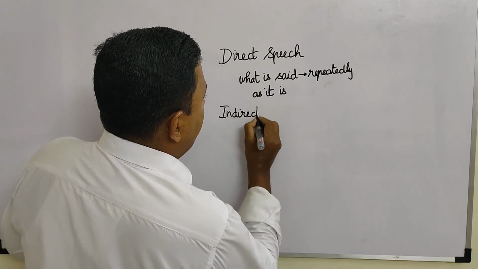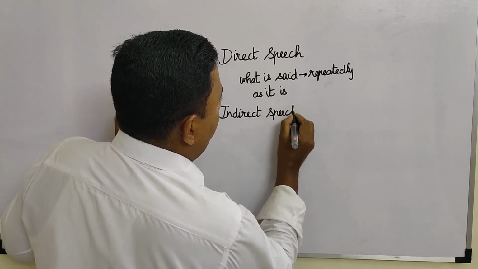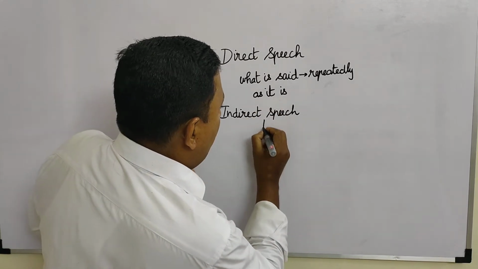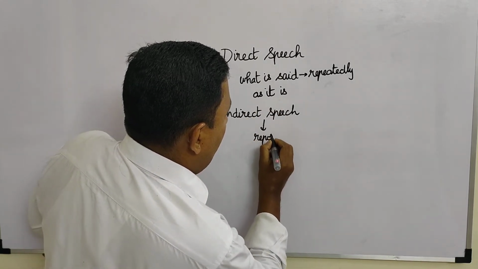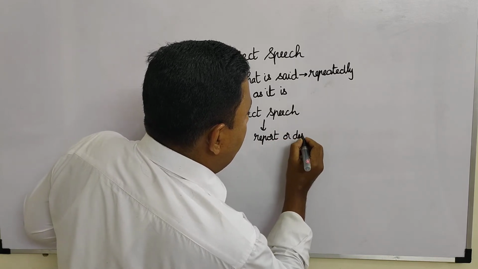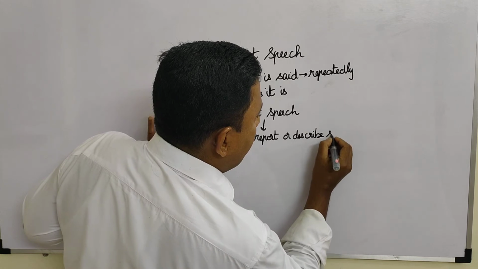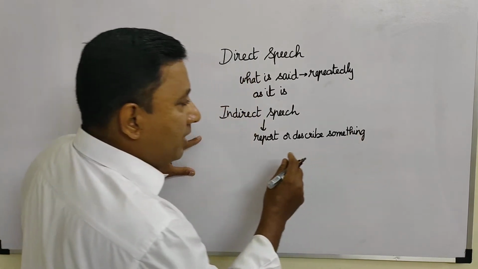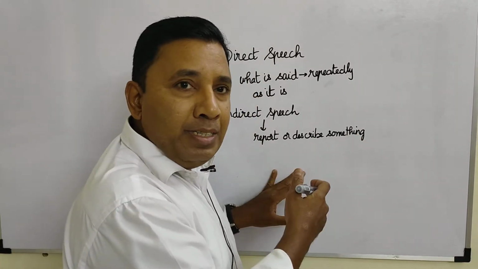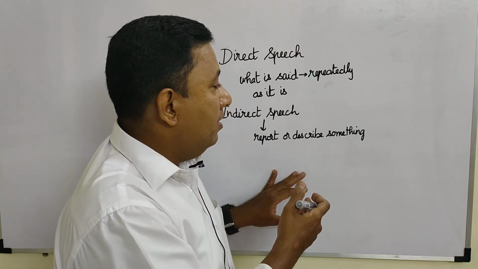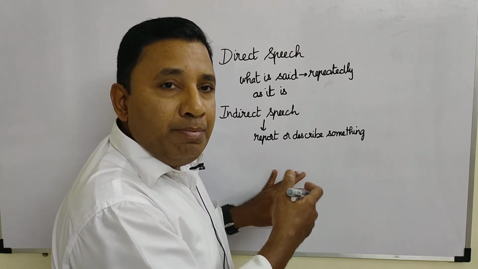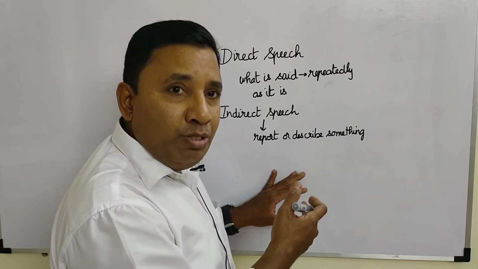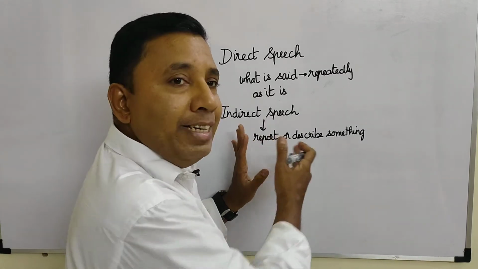Indirect speech is also of the same expression, but what we do in indirect speech is we report or describe something. We don't use the exact words, but we report to a person about what happened and what the person saw. It may be any incident or a movie too. What you're seeing at the theater, you're going to report about it to your friend. In that case, indirect speech is used.